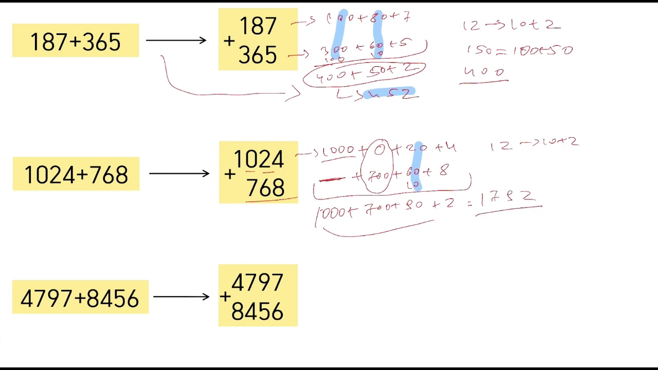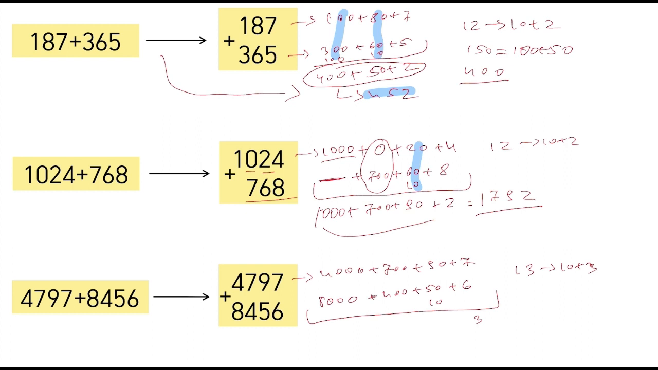Let's look at this operation. This operation is a little bit more complex than the other ones. So let's separate it. 4000 plus 700 plus 90 plus 9, and 8456. Let's add them. 7 plus 6 is 13, which is 10 plus 3. 3 for here, 10 for here.